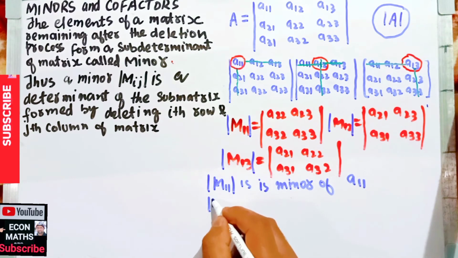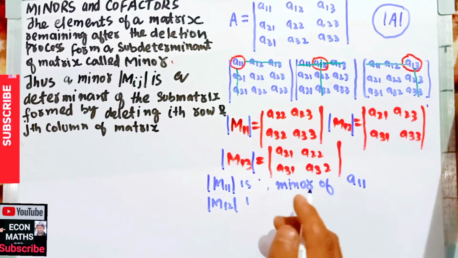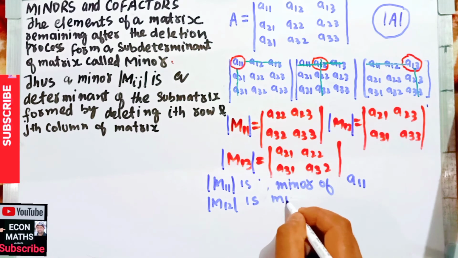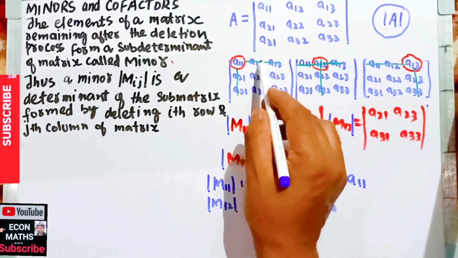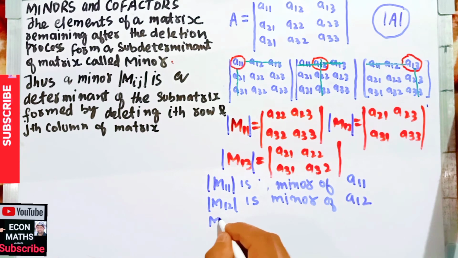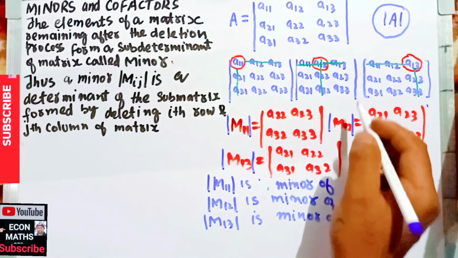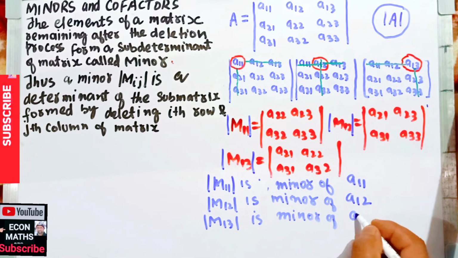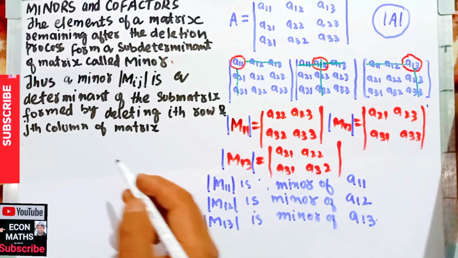Similarly, M12 is minor of this element, that is A12, this second element, A12. Similarly, M13 is minor of this third element, that is A13.